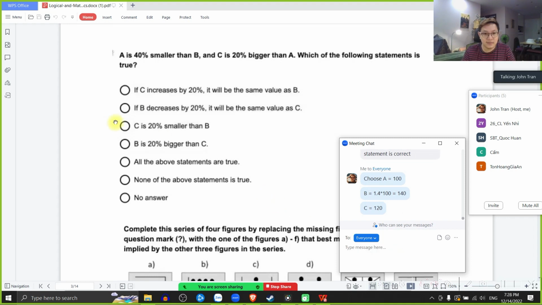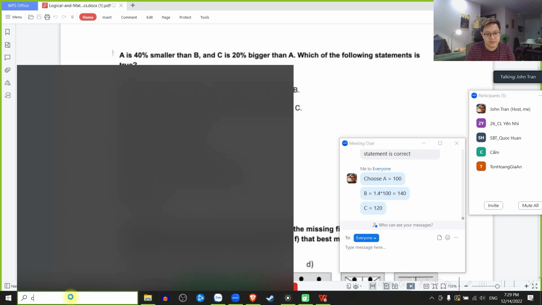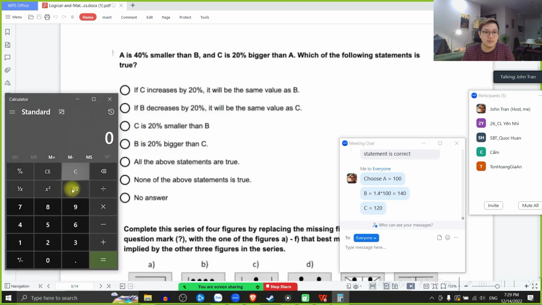Now, if C increases by 20%, where's my calculator? Okay. Nếu C tăng 20%, so it means times 1.2. It will be the same value as B, but it's not, right? 144 với 140 đâu bằng nhau đâu. 140 and 144 is not the same. So answer A is wrong.